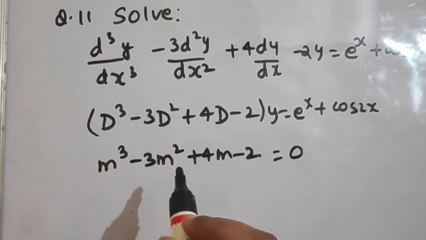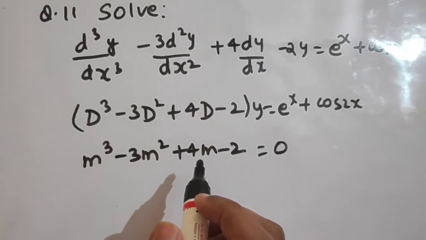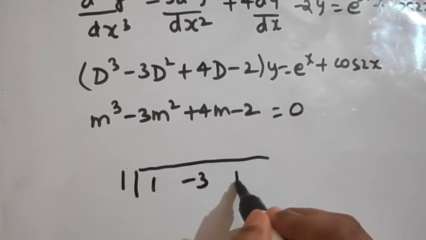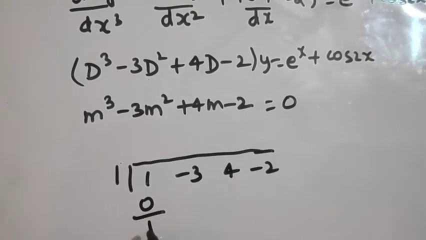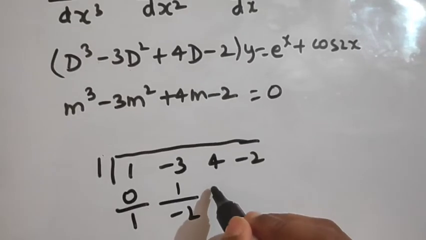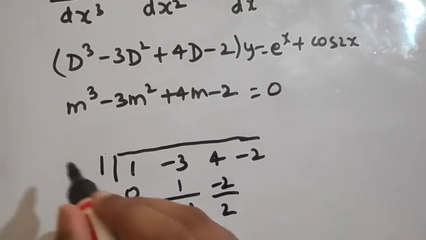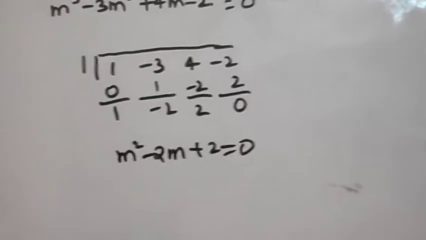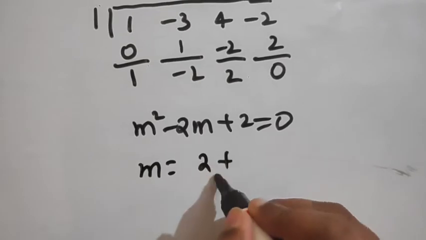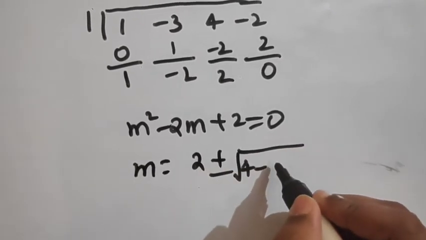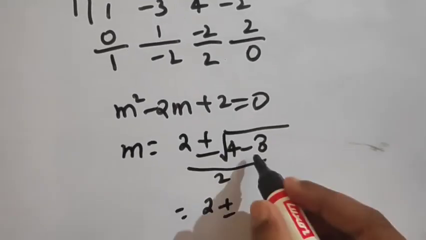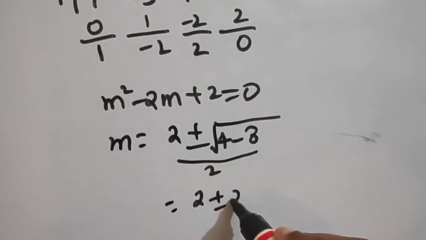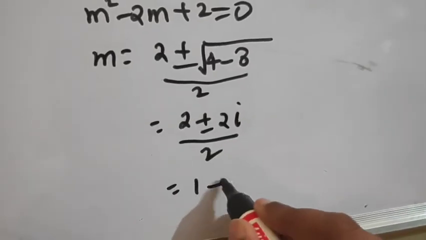1 minus 3 is minus 2, minus 2 is minus 4, and plus 4. Yes, 1 is a root, so simply write 1 here and the coefficients here. So 1, minus 3, 4, minus 2, write a 0 here, add, multiply, add, multiply, so minus 2, 2, add, and then multiplying, so you get finally a 0. So you get m square minus 2m plus 2 equals 0. Using the quadratic formula, m equals 2 plus minus under root 4 minus 8, by 2. So 4 minus 8 gives minus 4, which comes out as 2i, divided by 2. So you'll get 1 plus minus i.